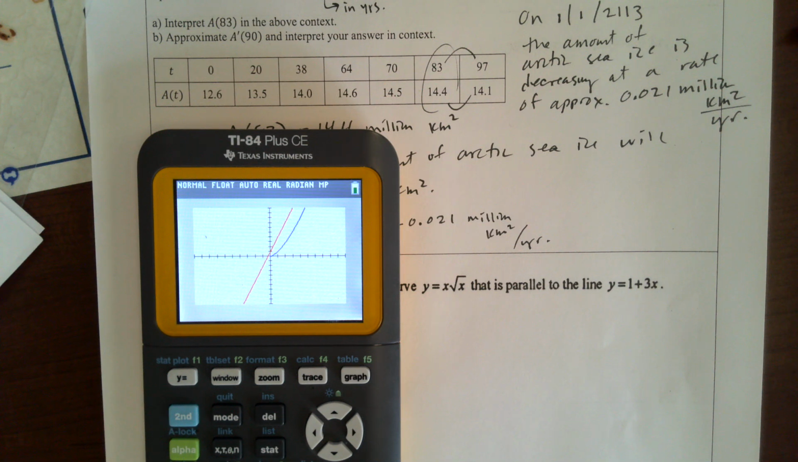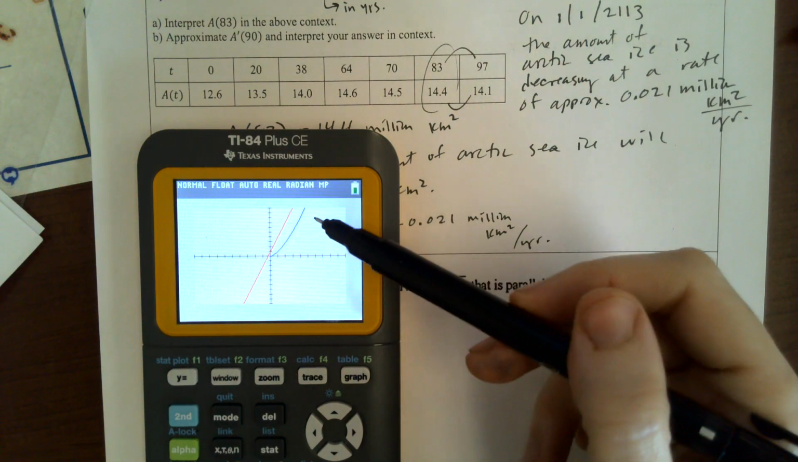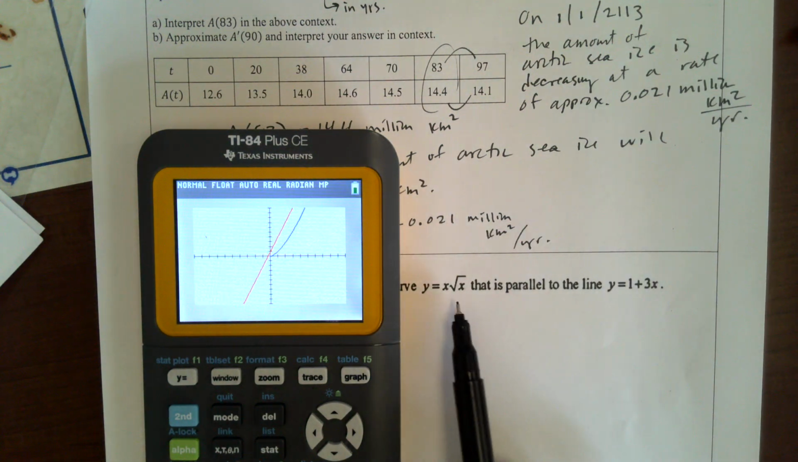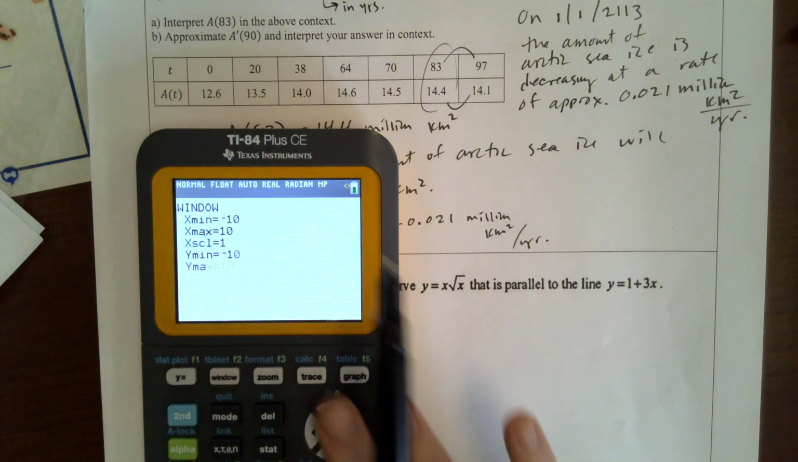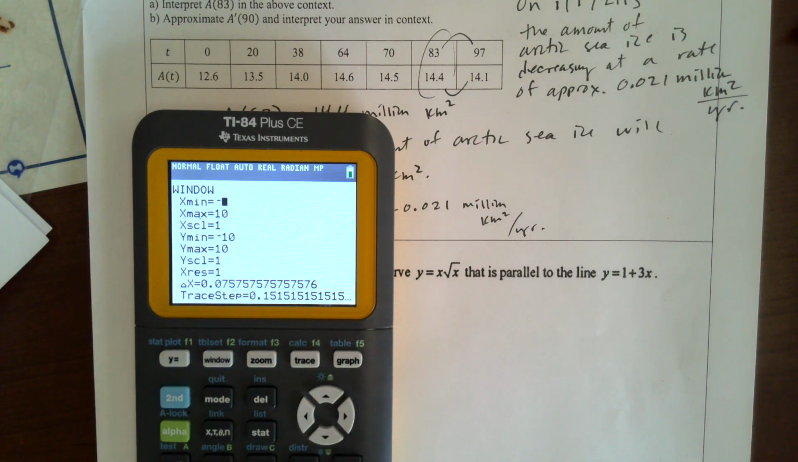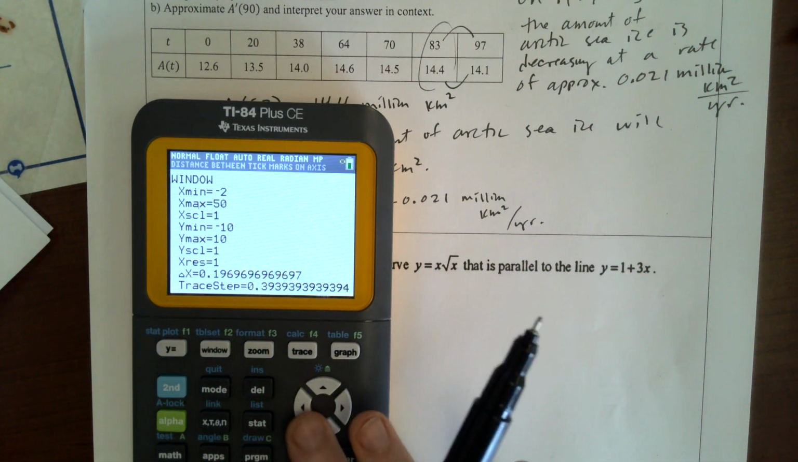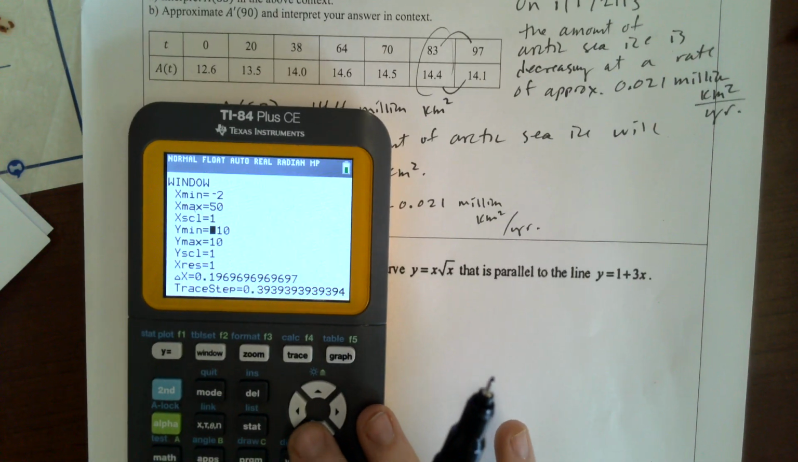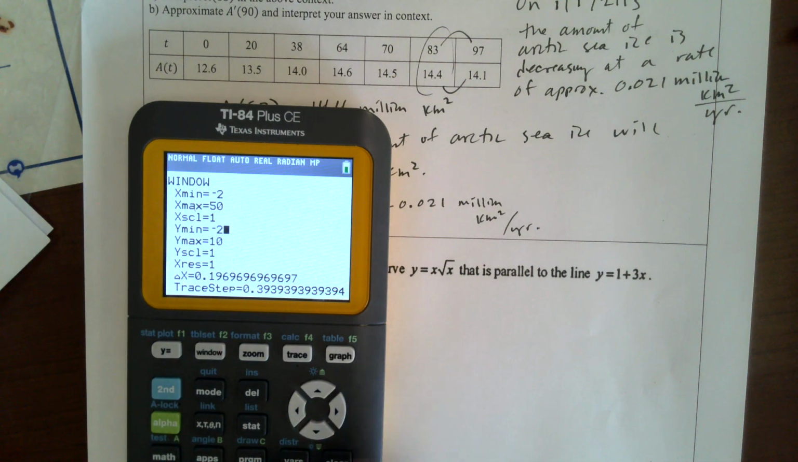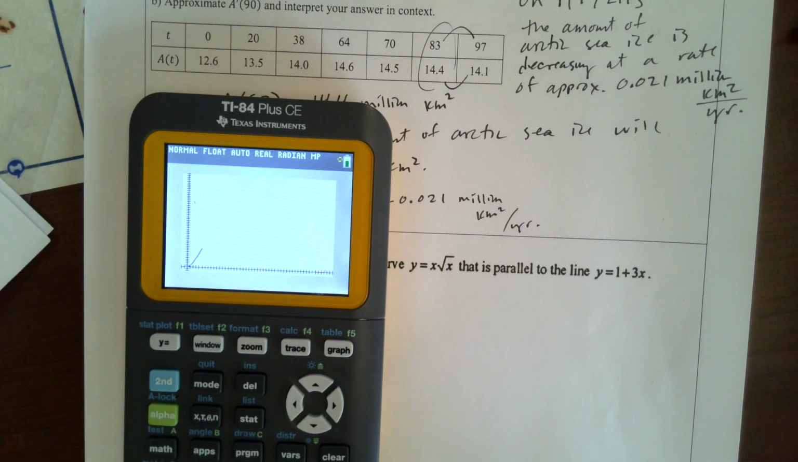All right, let me get a better picture. It looks like the action I'm looking for is in the first quadrant, which makes sense because you can't have negative x's for this blue graph. So let me go to my window. For my leftmost x, x min, I'll do negative 2. Rightmost max, maybe I'll do 50. Our lowest y, let's have negative 2, and our highest y, I'll also do 50. Let's see what that looks like.